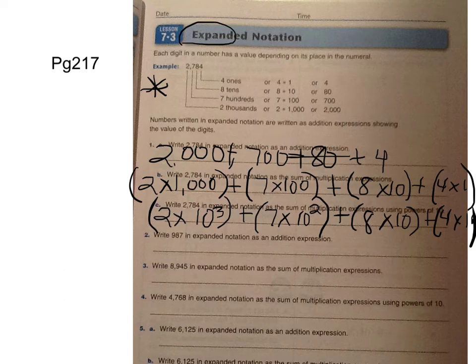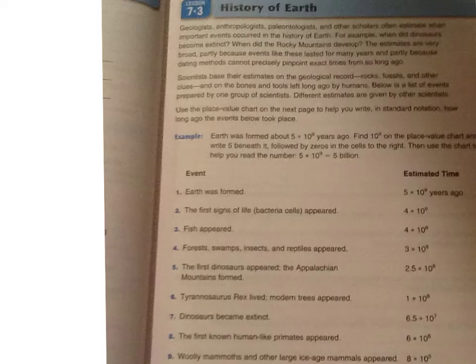Now that we have shown you a couple of the steps, you should be able to complete the rest of page 2 for your in-class activity.